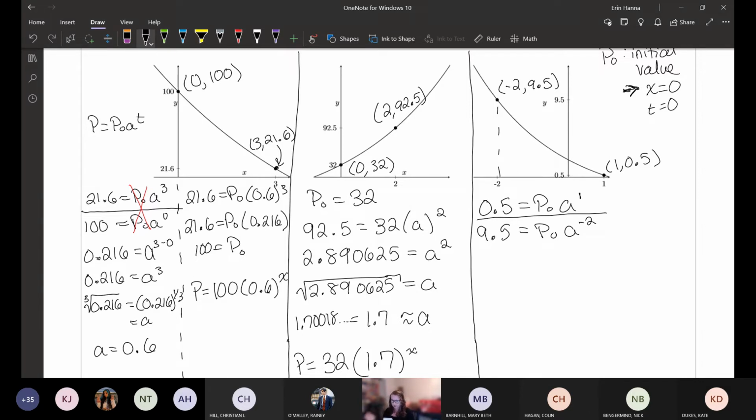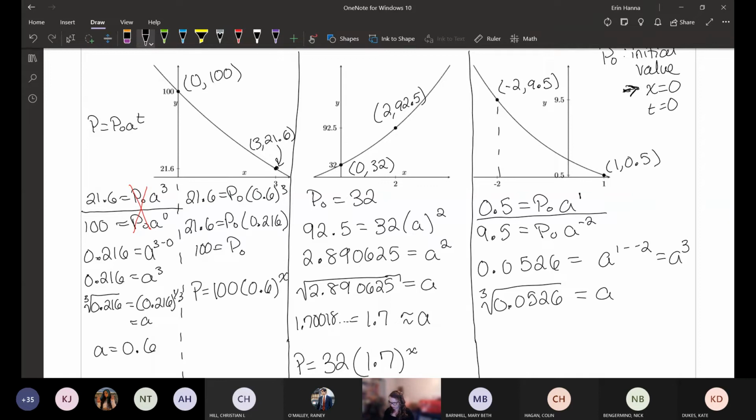So we've got 0.5 divided by 9.5, which will give us 0.0526. Let's take 4 decimal places, just because I'm feeling like 4 decimal places today. The P naughts are going to cancel each other out. That's the point. We're going to get 1 minus -2, so we'll get A cubed, because you subtract the exponents. Then we'll need to cube root both sides to get our A value.